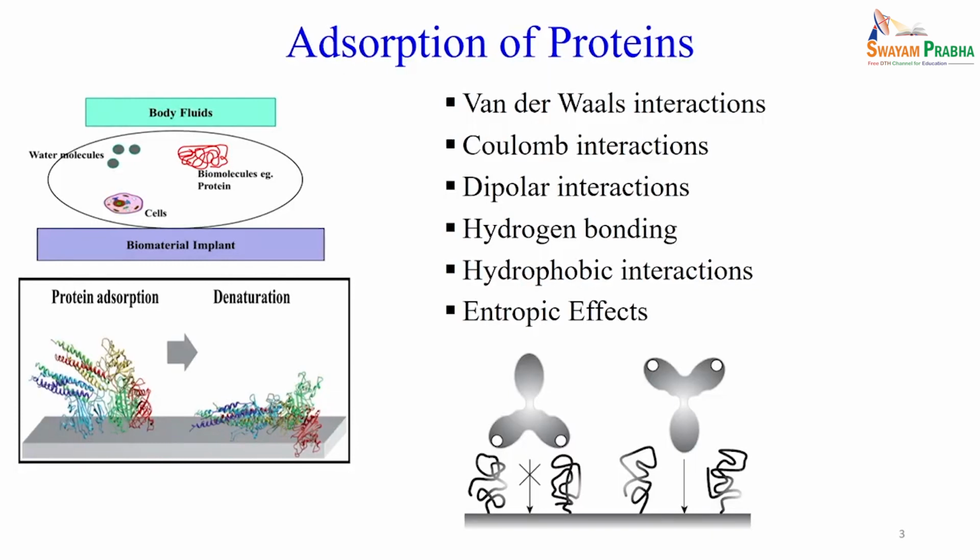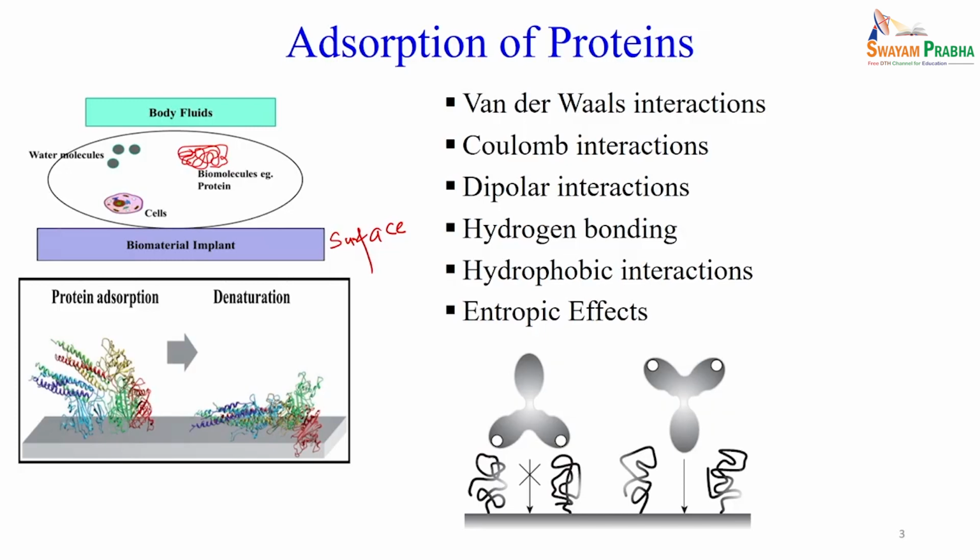So, adsorption of protein, especially if you talk about the biomedical implant. We have this surface, and this is a body fluid which has water molecules, proteins and cells. Depending on their diffusivity they will reach the surface. The first water molecules reach, followed by proteins, then cells.